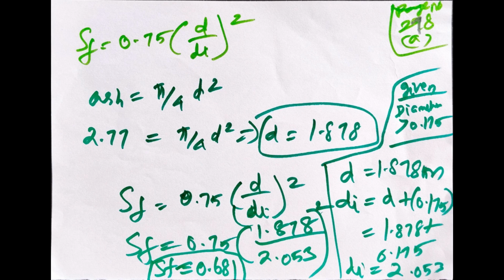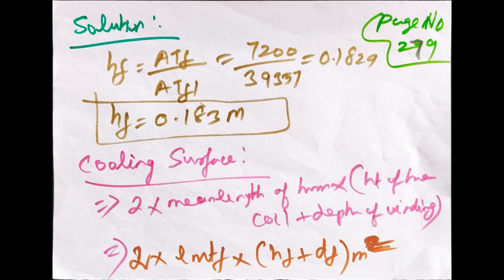Continuation of the solution. Third part. HF is equal to ATF divided by ATF dash. SF value is 0.6. We obtain ATF dash is equal to 10 power 4 root of SF DF PF. Put in the required values, we obtain ATF dash is equal to 39357. ATF value is already given as 7,200. HF is equal to ATF divided by ATF dash. Put in the required values, we obtain HF is equal to 0.193 meter.